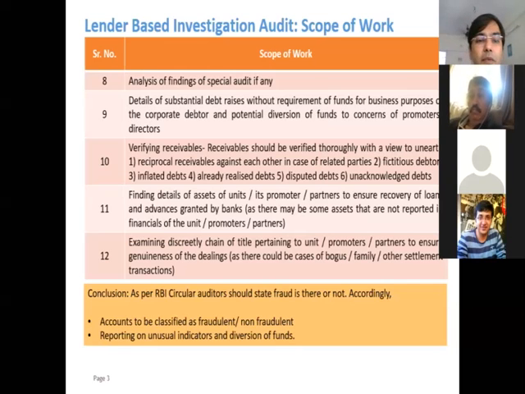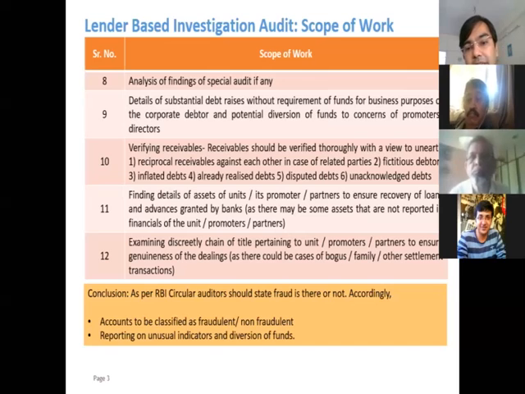So we look at those fronts as well. Then finding the details of the assets of the units, promoters and its partners, in terms of what all assets he has.